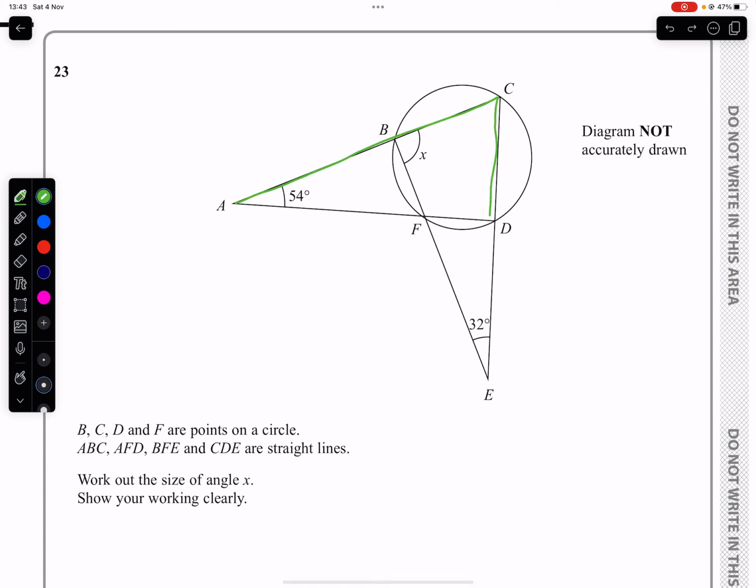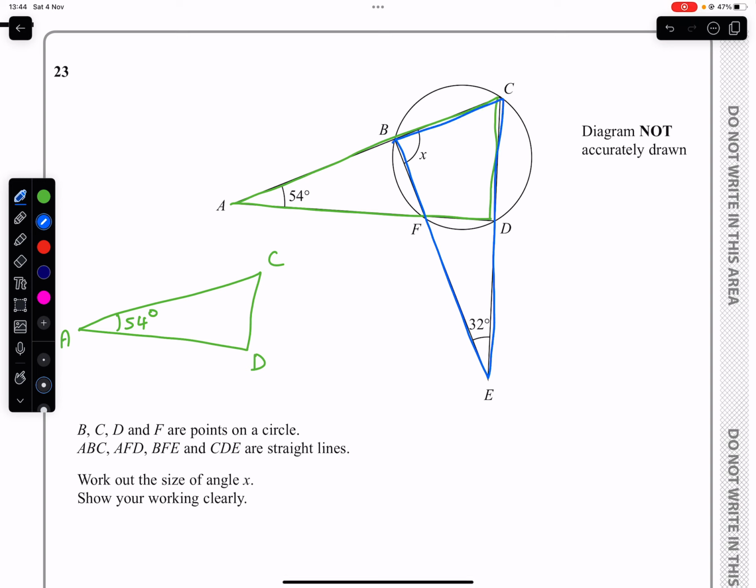First thing I'm going to do is highlight the triangle that 54 is involved in, because it's good to be able to see these things separately. So we have 54 degrees here, and that is ACD. We then have this triangle here in blue, BCE, of which both of these share the angle C. Of course, what I'm drawing here is not to scale, but it's important to note that this angle here and this angle here match, so there's definitely a connection there.